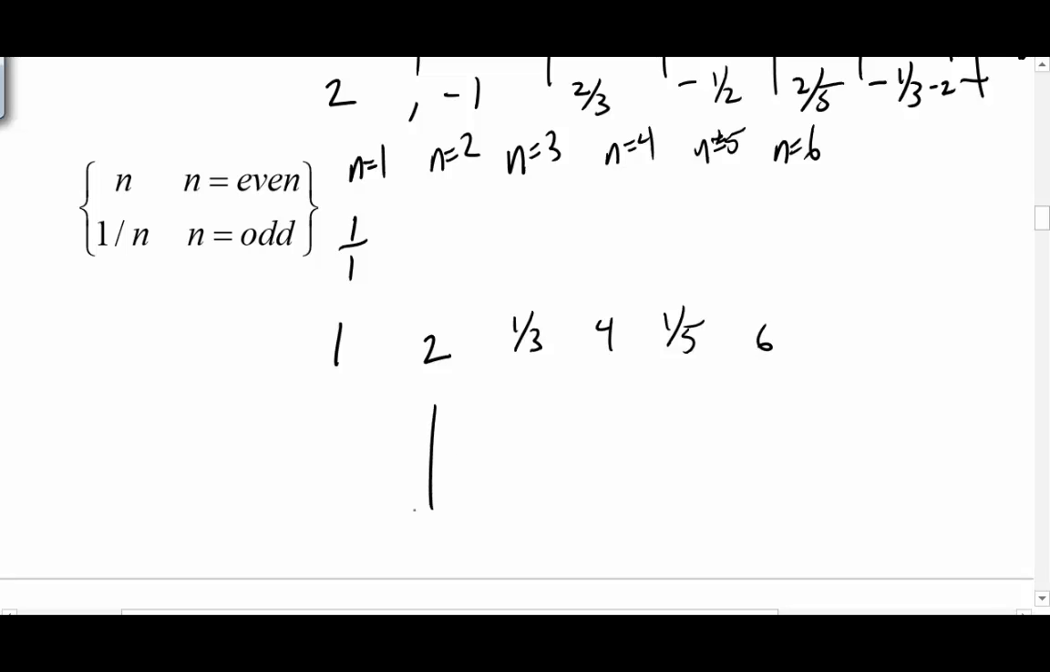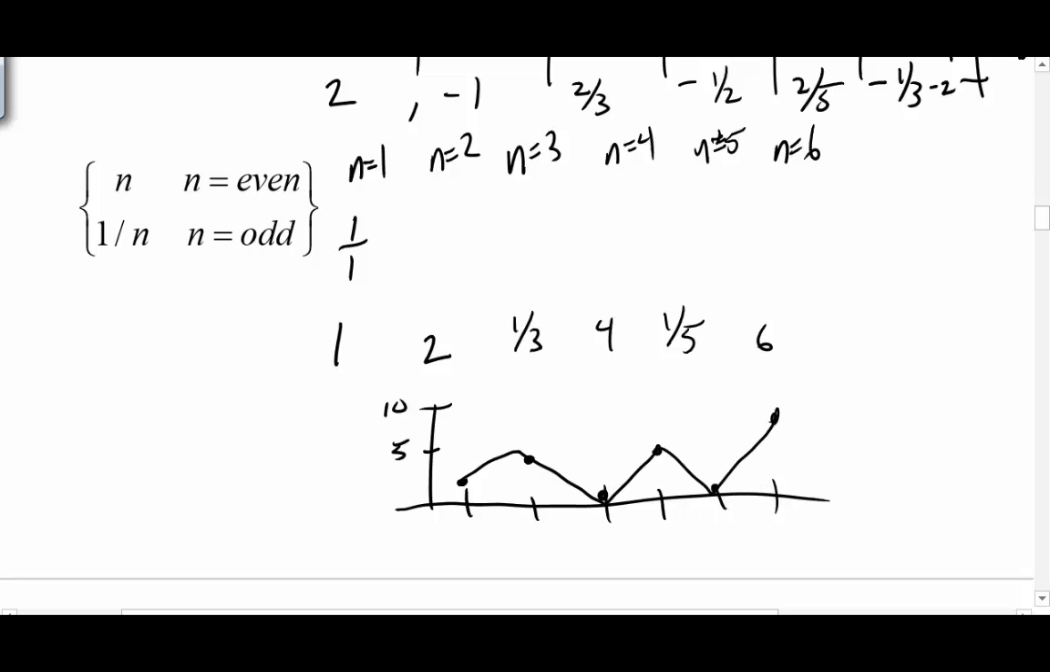Okay, so let's take a look at what's happening here. I have to put some larger numbers in my little pattern here. So 1, 2, 3, 4, 5, 6. All right, at 1 we got a 1. At 2 we got a 2, so it goes up, and then it goes to 1/3, and then it goes to 4, and then it goes to a fifth, and then it goes to 6. All right, so it's oscillating, but it's oscillating bigger. In other words, it's not bouncing around a value and getting smaller and smaller. It's getting larger and larger away.